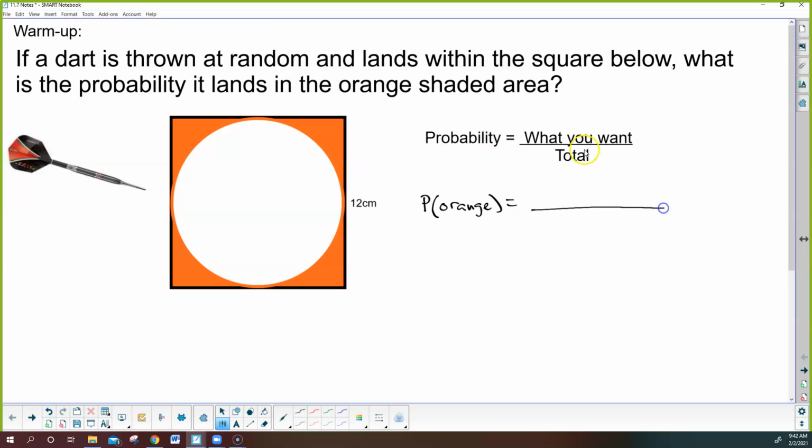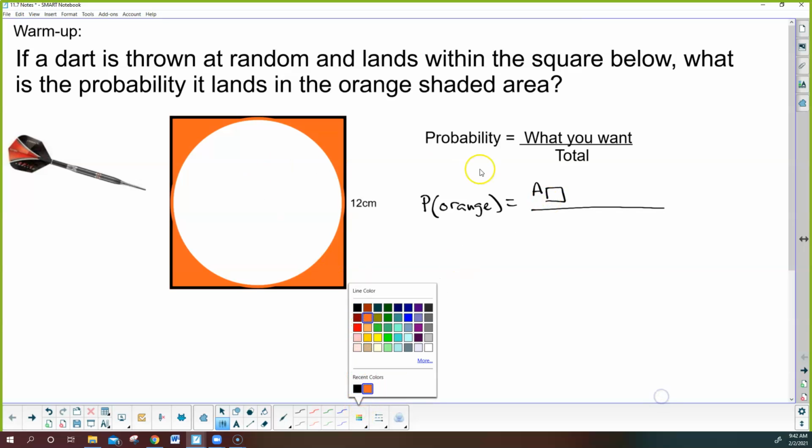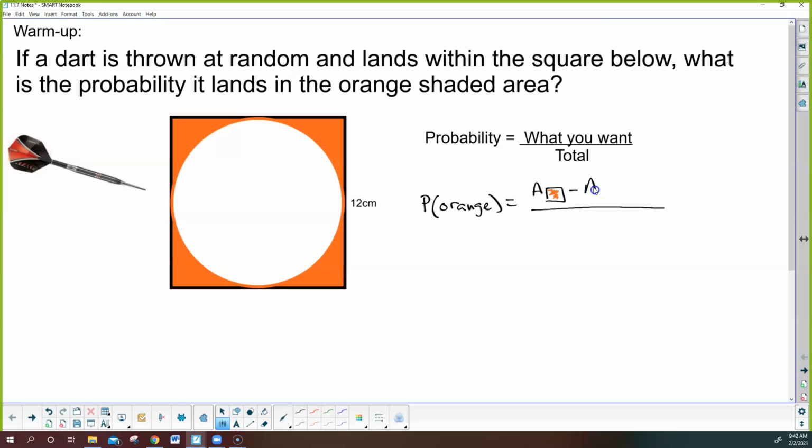Well, probability is what you want. And what I want is the orange shaded region. So what I need to do is take the area of the square as if it was completely shaded in, and then we're going to subtract the area of the circle, right? If I take the area of the orange square and cut out the circle, what's left over is this part right here in orange. So that's how we find out what we want.